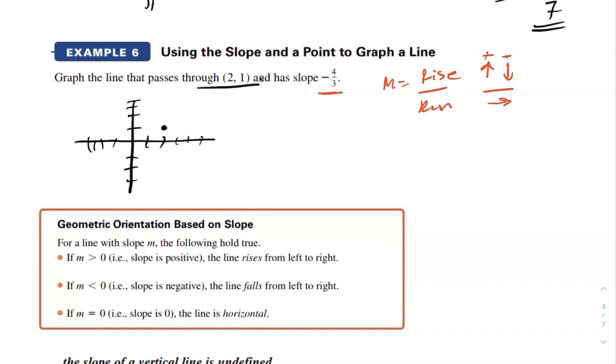We start at this point here, and in our case, we have a negative 4/3, so we're going to fall 4 and then run 3. So we fall 1, 2, 3, 4. Then we run 3: 1, 2, 3. And that is our other point. So you start at this point, 2, 1, and then you follow the slope. Since it was negative, I fall 4 and run 3. That's my other point. Now that I have 2 points, I can just connect them, and that's my line. That's how you graph a line given only a point and the slope.